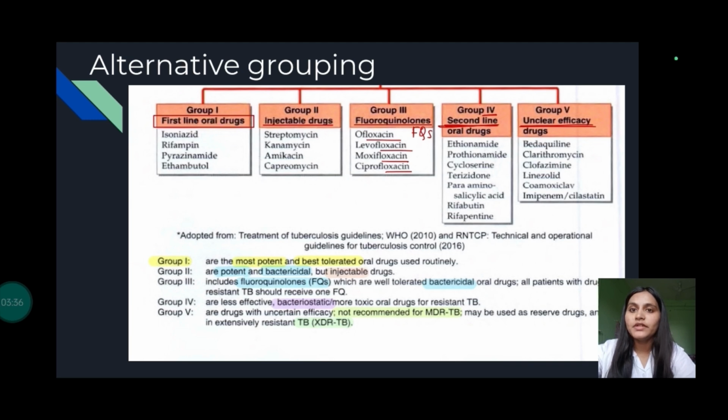Group 5 are other drugs which have unclear efficacy and are used as reserve drugs and should be avoided in cases of MDR-TB: bedaquiline, clarithromycin, clofazimine, linezolid, co-amoxiclav, imipenem. Among these all, only group 4 drugs are bacteriostatic, the rest are all bactericidal.